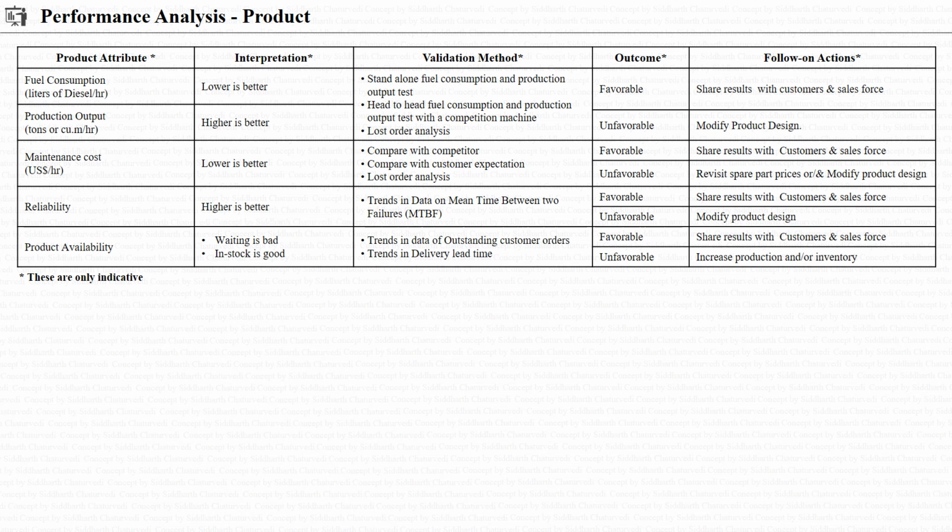Remember, if we change the industry, the product attributes, their interpretation, the validation methods and follow-on actions shall all change. The performance gap analysis for the product element and all the other elements that follow is only representative. Practitioners will benefit immensely by carrying out an in-depth analysis specific to their product and industry.